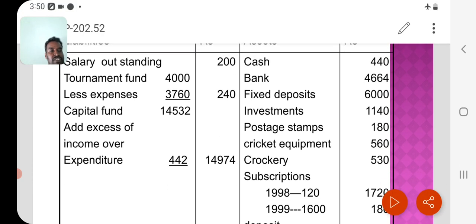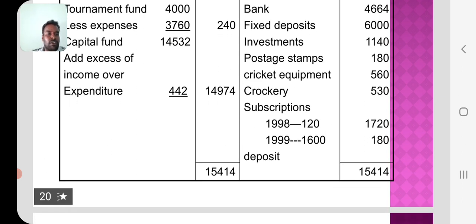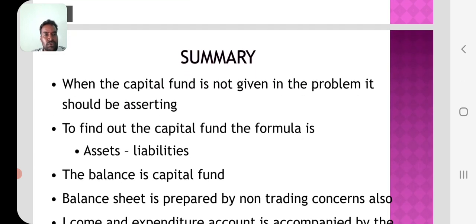Next, coming to the asset side. The first one is cash 440, closing balance of cash; closing balance of bank 4,664; fixed deposit 6,000. These are all assets. Investments, a fixed asset, 1140. Postage stamps is a current asset, 180. Cricket equipment, fixed asset, 560. Crockery 530. Subscriptions 120 plus 1600, 1720. Deposit 180. Total answer is 15,414.